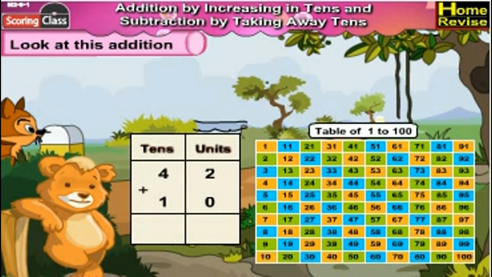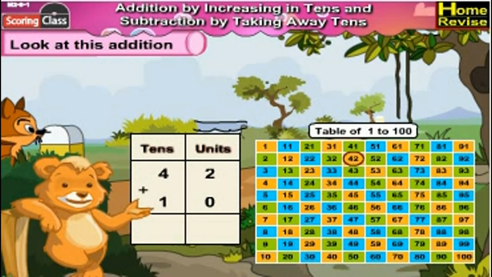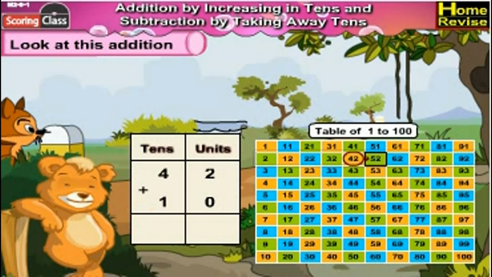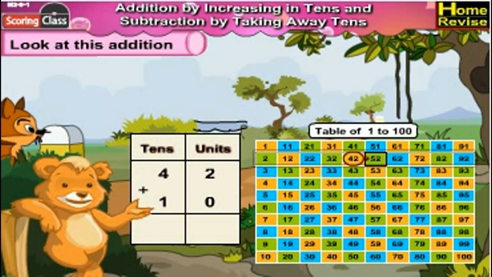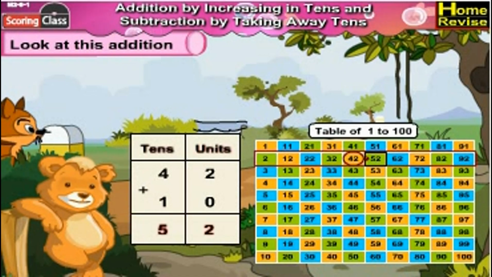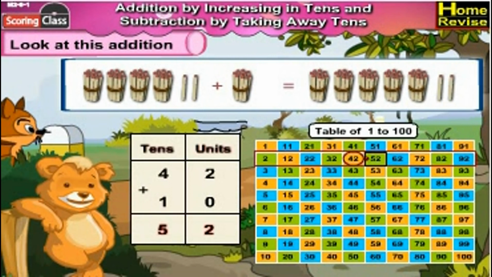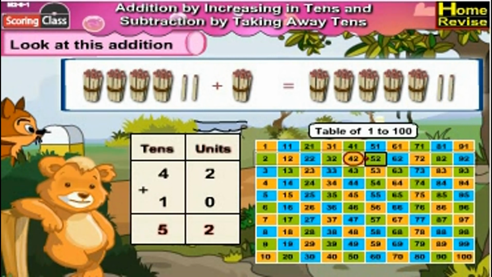Now the last sum is 42 plus 10. Here is number 42. Let us check out the number in the next column towards the right of the same row. That is 52. So 42 plus 10 means 52. 42 plus 10 means 1 ten is added. So first there were 4 tens and now we have 5 tens.